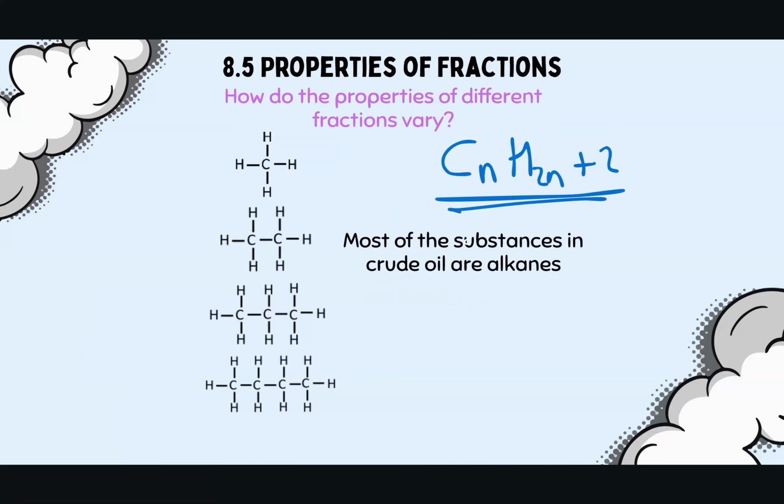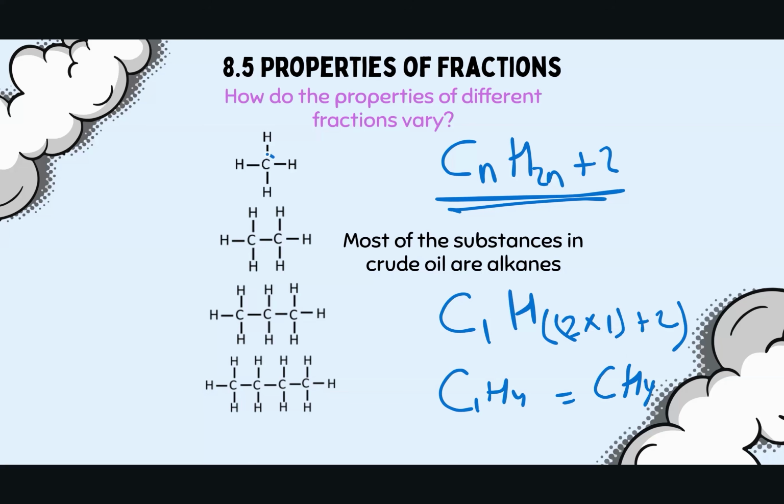So when we've got 1 carbon, let's replace n with 1. So C1H 2 times 1 plus 2. So 2 times 1 is 2 plus 2 is 4. So that's C1H4. In other words, CH4. And that's what this is. 1 carbon, 4 hydrogens. So let's see if it works for butane, 4 carbons. So we've got C4H 2 times 4 plus 2. 2 times 4 is 8 plus 2 is 10.